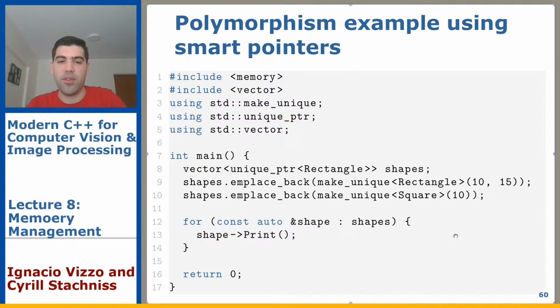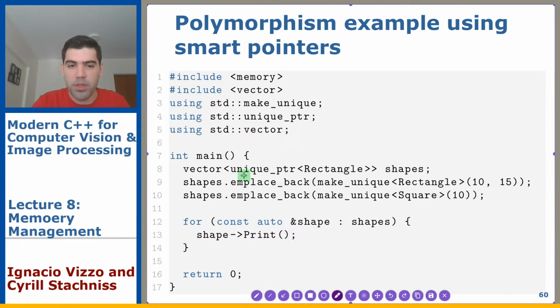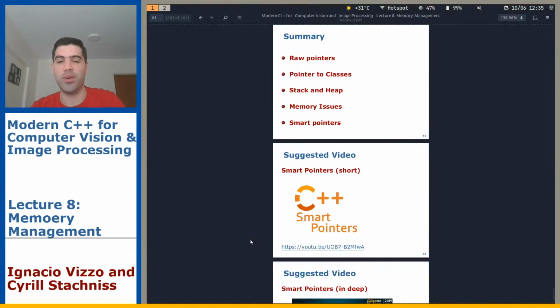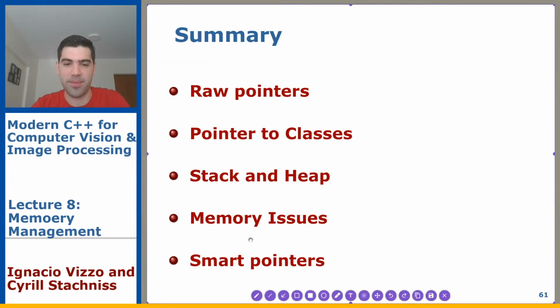And then the last example, which we actually saw in lecture 7 or 6. You can create a vector of unique pointers of shapes, and remember, this is the example of the abstract shapes. Then you just emplace back the rectangle and the square, calling make unique with the parameters of the constructor. And then you can do polymorphic stuff like printing, shape print with the arrow operator. So that's basically it.